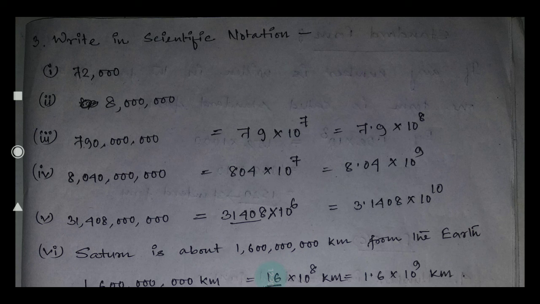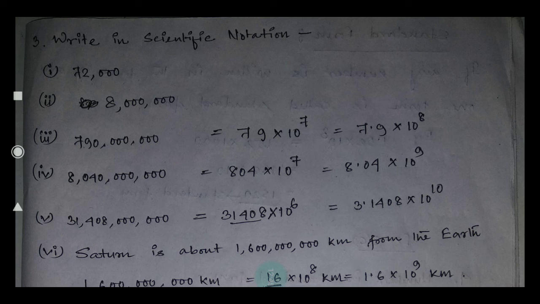So you have to write it in the form 7.2. If you write 7.2, how many decimal places? 1 decimal place. That means 1 will be added to the power. Previously 10 power 3 is there, so 3 plus 1 is 4, that means 10 power 4. So number 2 you can do by yourself.